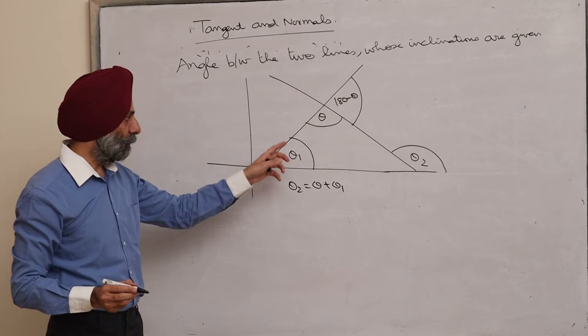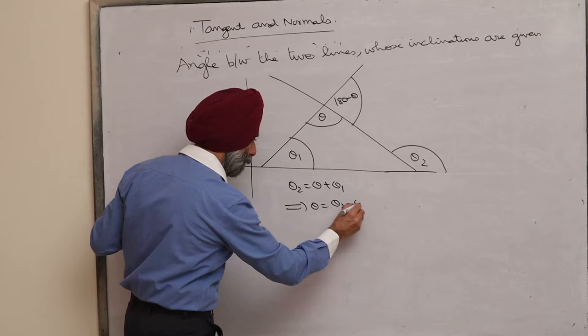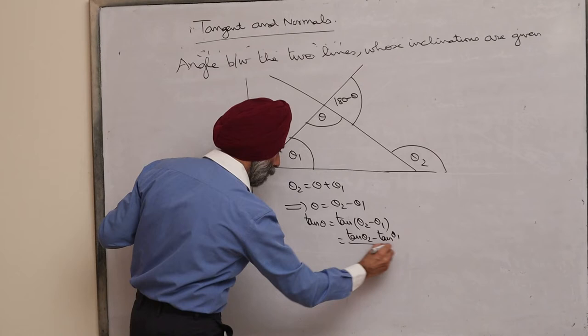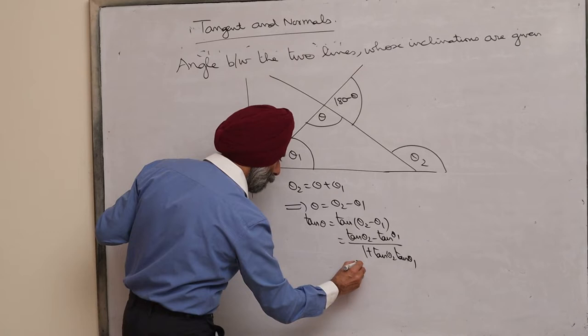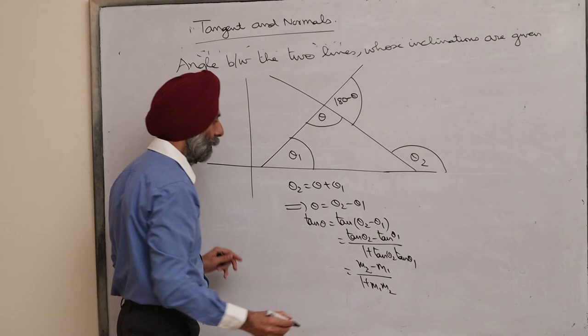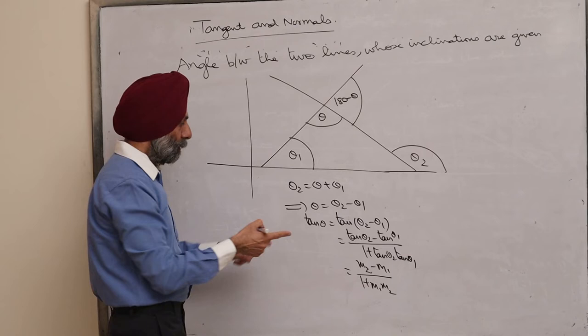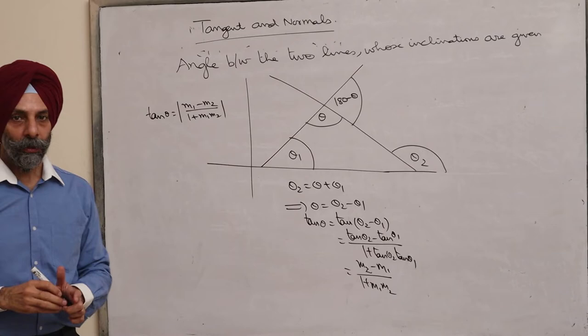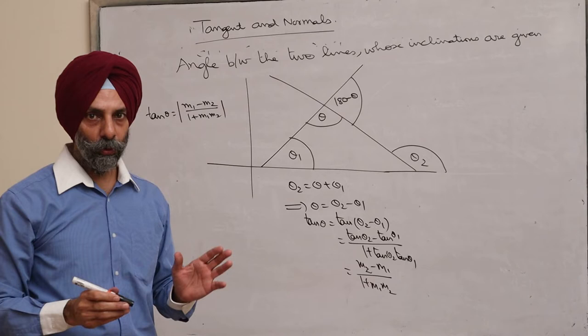This implies theta is equal to theta 2 minus theta 1. Tan theta, the angle between the two lines, is tan theta 2 minus tan theta 1 upon 1 plus tan theta 2 into tan theta 1, that is m2 minus m1 over 1 plus m1 into m2. Similarly, you can have theta 1 here and theta 2 here. So we have tan theta is equal to modulus of m1 minus m2 over 1 plus m1 into m2. So this way we can find the angle between the two lines.